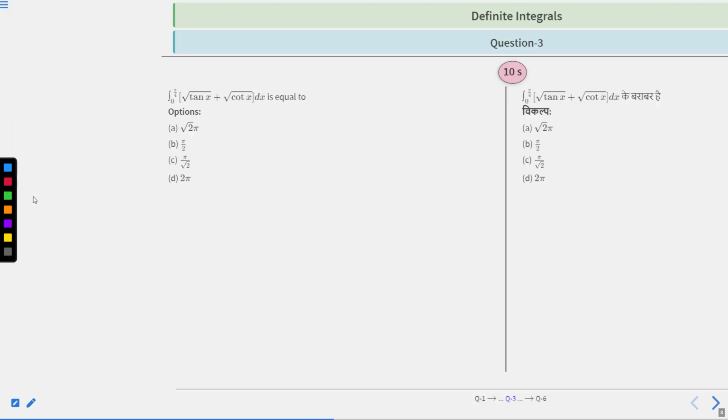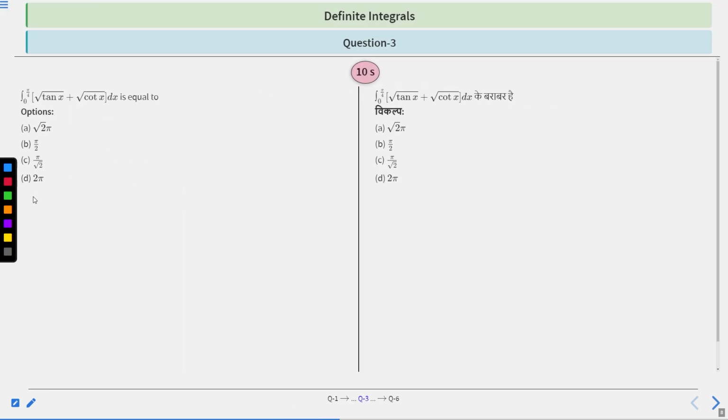Let's move to the next question, question number 3, which says that you have to find the integration from 0 to pi by 4 of root of tan x plus root of cot x dx. The hint of this question is, by observing it, you can write root cot x as 1 by root tan x. One thing you can do is this.